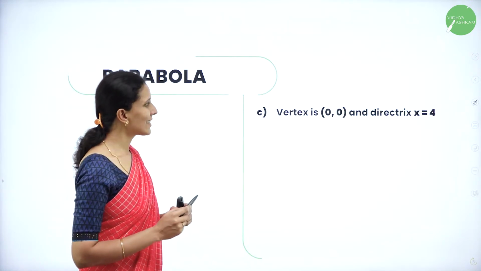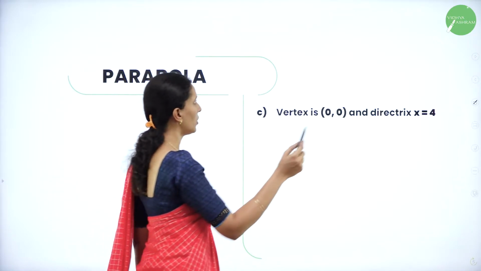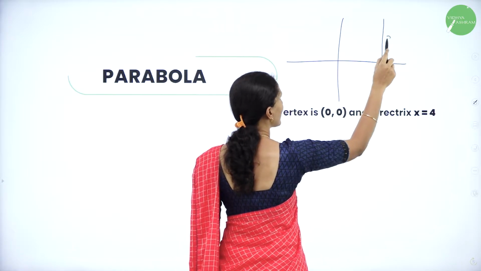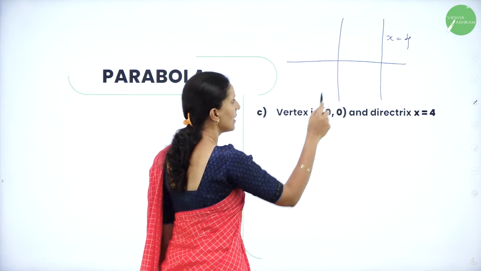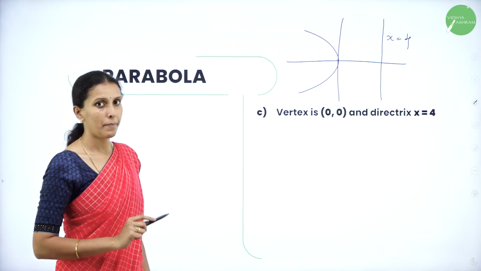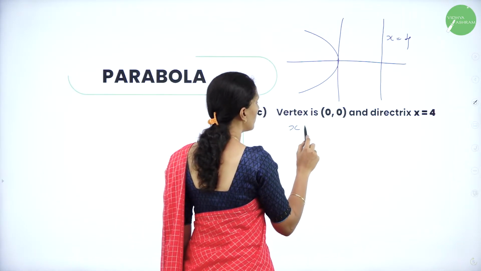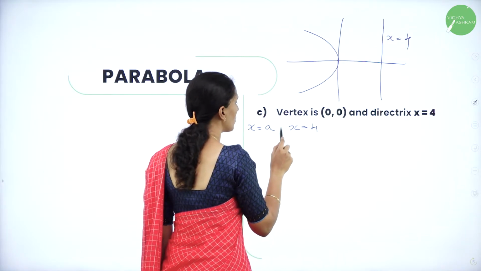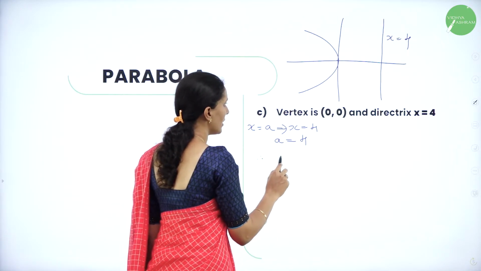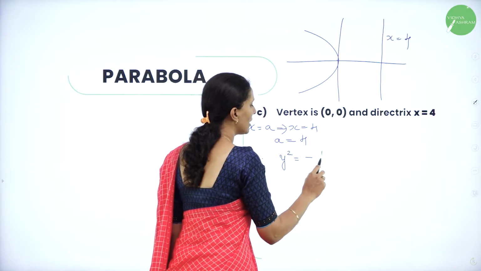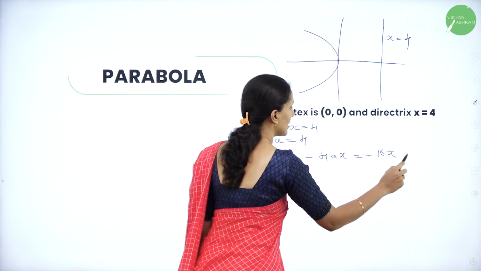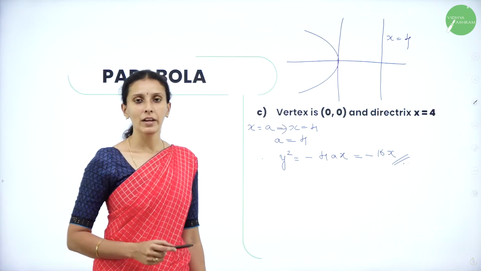Next question. Vertex is given. Directrix is x is equal to 4. So if this is x and y axis, x is equal to 4 is a line parallel to y-axis at the positive side of the x-axis. Vertex is 0, 0. So my parabola will be like this. It is left-handed parabola. So x is equal to 4. It is nothing but x is equal to some a. So this implies what? A is equal to 4. So therefore, general equation is y square is equal to minus 4ax. So when you multiply 4, this becomes minus 16x. So this is the equation of the given parabola.